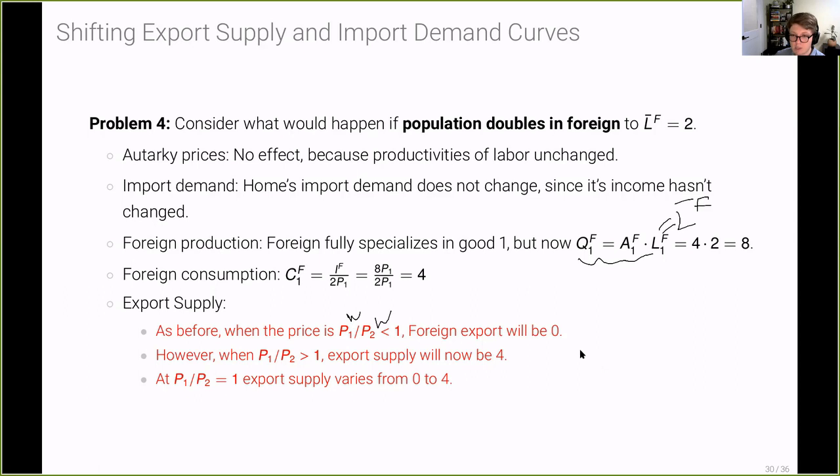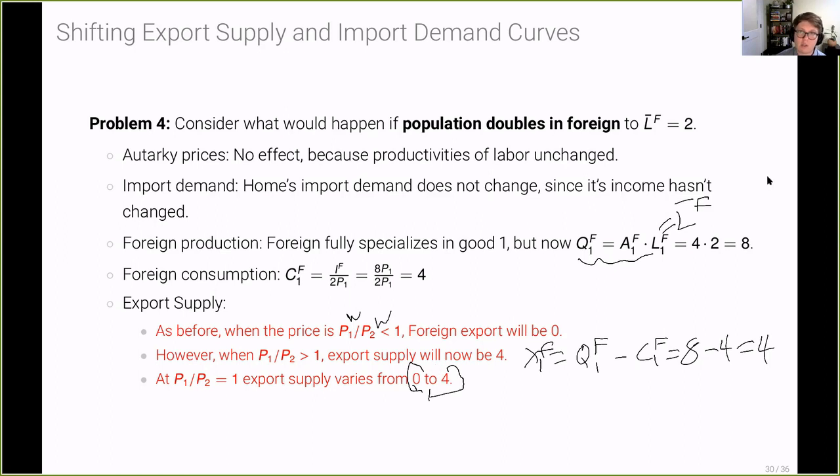How do we know export supply is going to be 4? Recall again that export supply is just given by production minus consumption whenever that's positive. And so we can note that 8 minus 4 gives us that whatever we don't consume that we're producing locally must be exports. And then again, if foreign exports are 0 when the price is less than 1 and 4 when it's above, then at P1 it just must be somewhere in between those two.